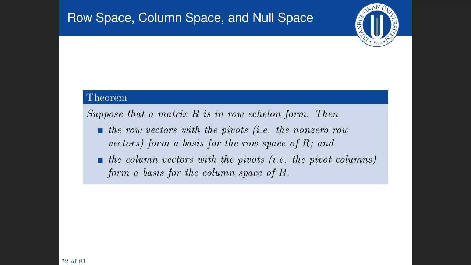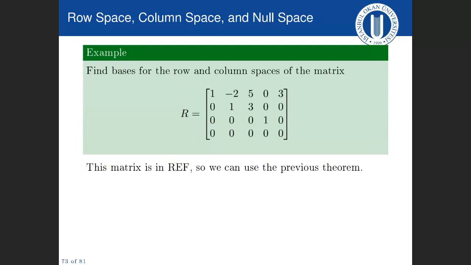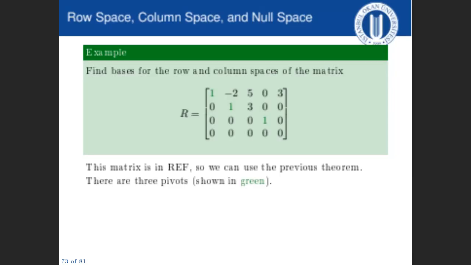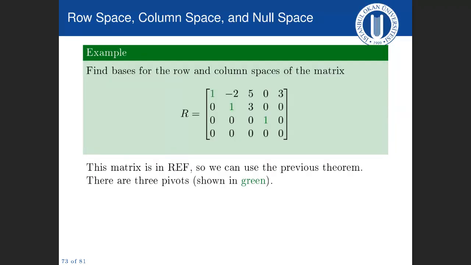Suppose that a matrix R is in row echelon form, REF. Then the row vectors with the pivots, so that means the non-zero vectors, form a basis for the row space of R, and the column vectors with the pivots, by which I mean the pivot columns, form a basis for the column space of R. So, for example, find bases for the row and column spaces of this matrix R, which is in REF. We use the previous theorem. We're going to look where the pivots are, and I've drawn them here in green.